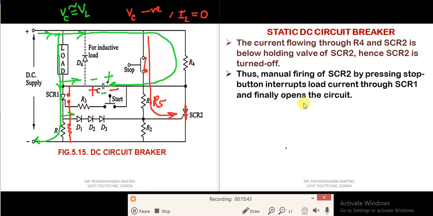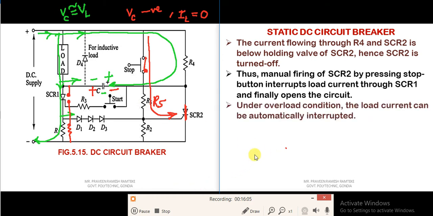So what we have to do? We have to manually press this button. You have to manually press this stop button so that the load current through SCR1 is interrupted and finally opens the circuit. Under overload condition, the load current can be automatically interrupted.